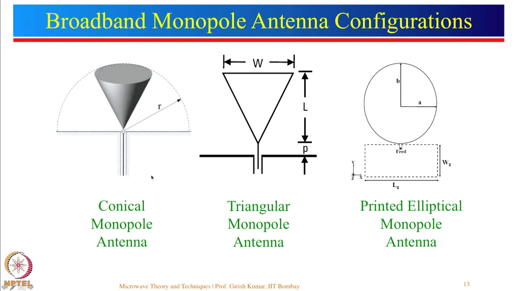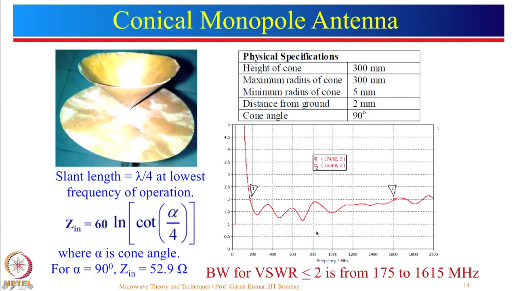we will take some practical cases. So one can use a conical monopole antenna. Instead of a conical monopole antenna, a triangular monopole antenna can also be used. And this is the example of a printed elliptical monopole antenna, which gives very large bandwidth. So let's take a few examples.